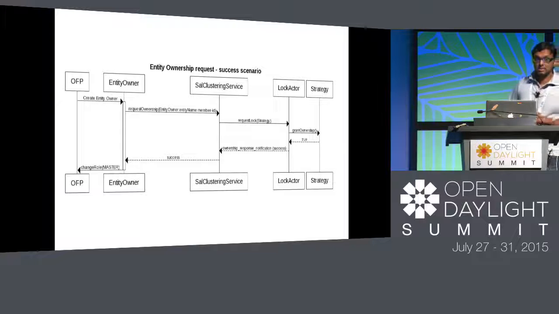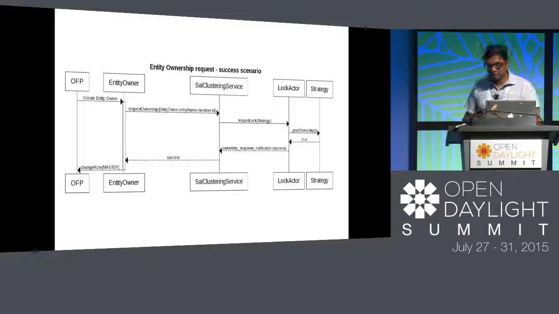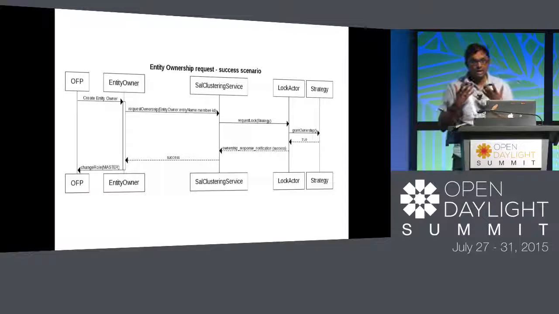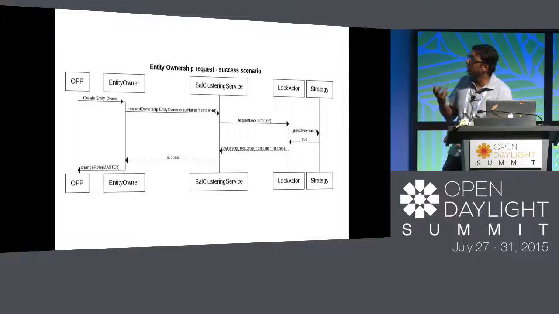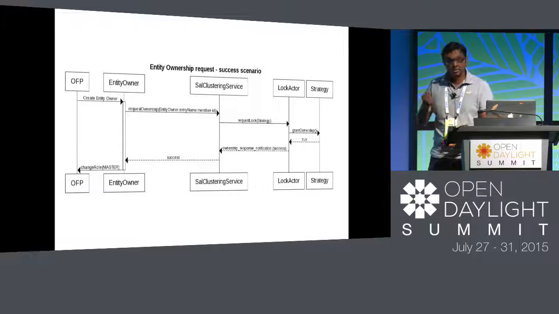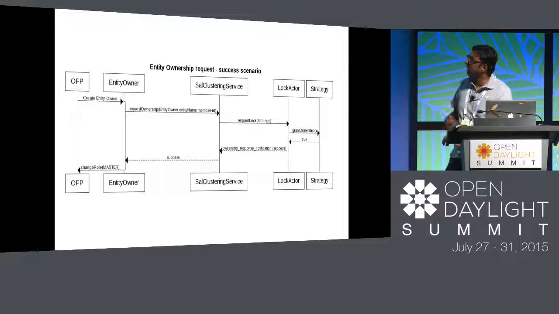The idea behind this is a high-level design which we can think of and discuss. You have an OpenFlow plugin. Each application, even the OpenFlow plugin, is an application, and it is trying to gain ownership on an entity. So you will create an entity and try to gain ownership on that entity. That will be an entity owner, and it will try to request an ownership on the SAL clustering service.